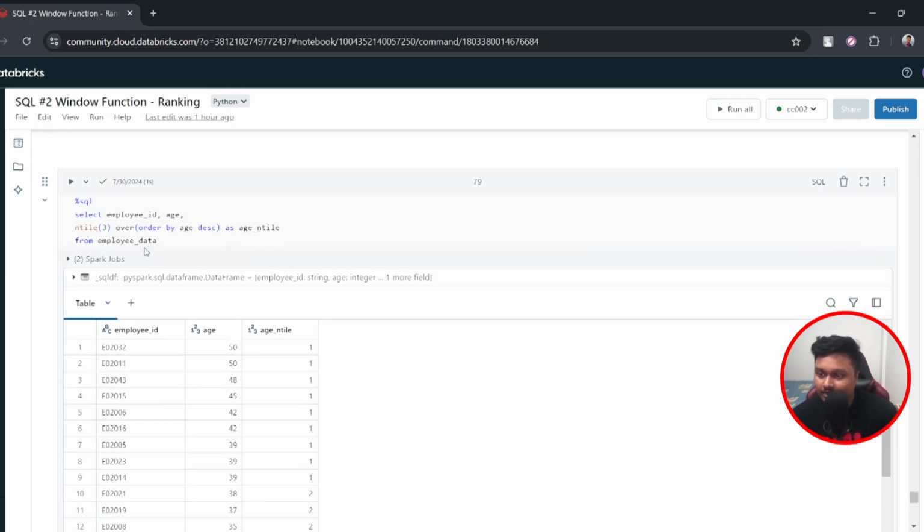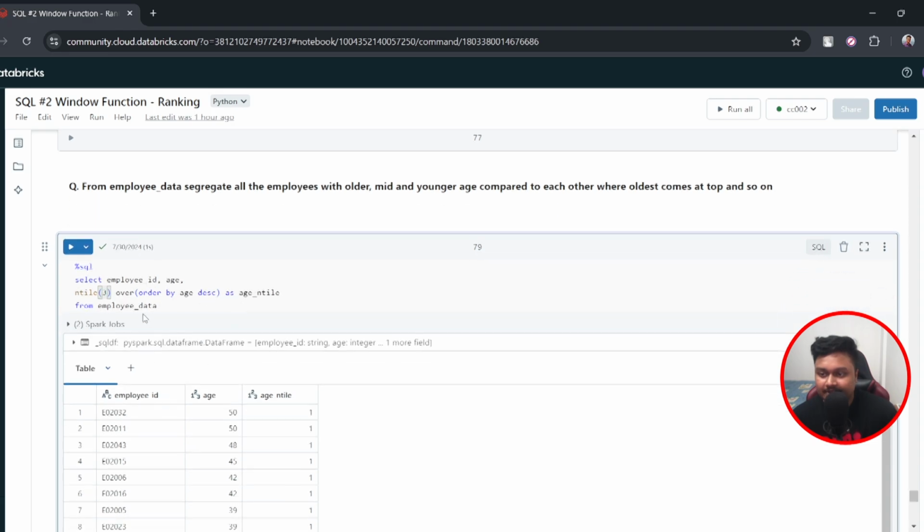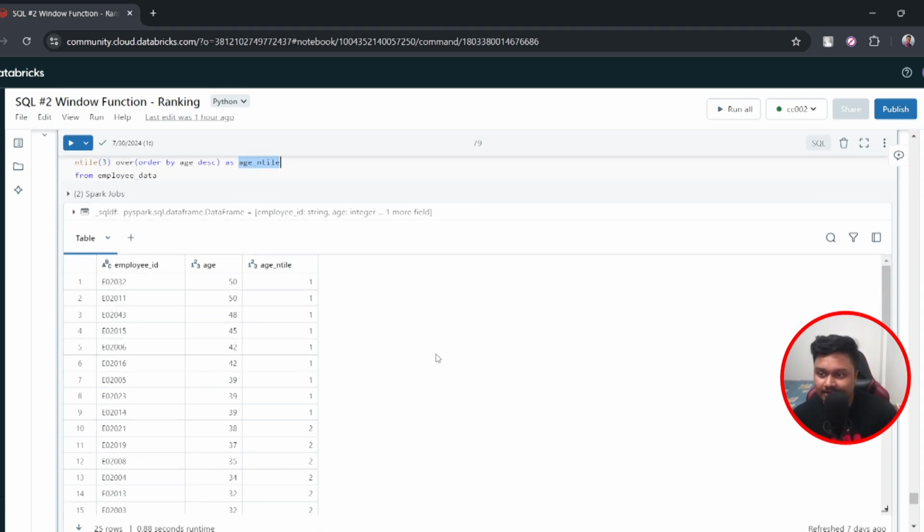Let's check that out. So in this query, what I've done, select employee ID, age. Then what I'm doing is, because we have 3 sections here, so I've written Ntile of 3 buckets over order by age and descending. And I did not include a partition here because in our question, no partition has been mentioned. So we will take employees across the organization. So that's why I'm doing over order by age and in descending order. Basically the older ones comes at the top as it is written in the query. And I'm calling this column as age Ntile. So let's check out the data.